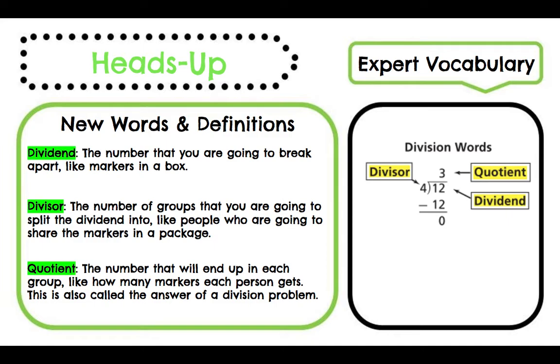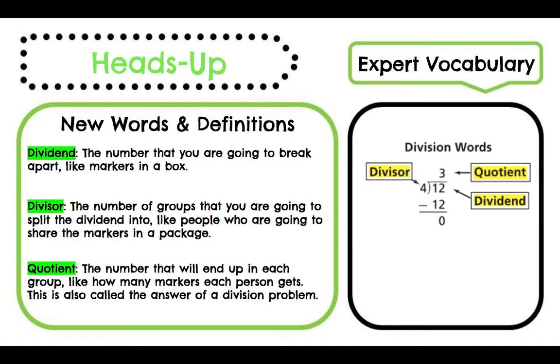All right, next word. The next word is divisor. That's the number of groups that you're going to split the dividend into. So it's like people who are going to share the markers that are in the same package or box. If there were 12 markers in a box, and I'm looking at the number in the black box right now, 4 would be the divisor because there are 4 people that are going to want some markers. But your job is to find out how many is the sum, S-O-M-E. That then is answered with the quotient.